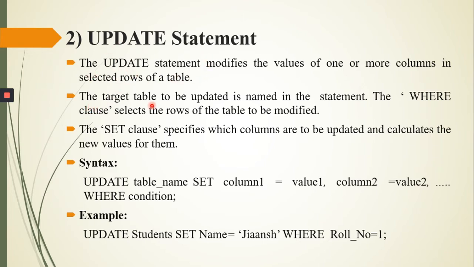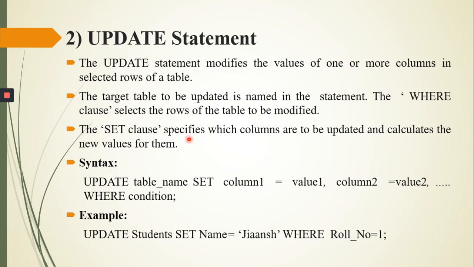Now the target table to be updated is named in the statement. The where clause selects the row of the table to be modified. Sometimes it may happen that not all data are changed, only some of the data are changed. So we have to provide the where condition to say where we have to change. If this condition is true, then this data will be changed. So this is the where clause.